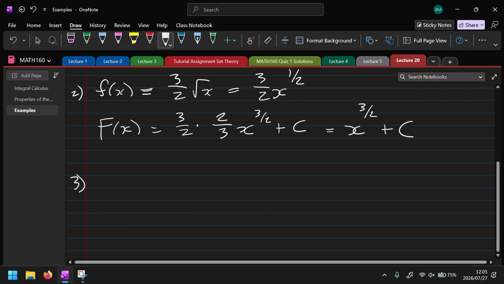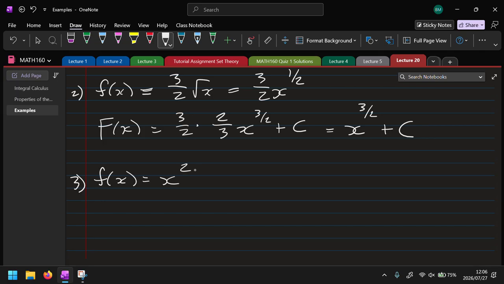Number 3. So we got x squared minus 2x plus 1. Now we know from the sum or difference rule that we can do each one individually. So it doesn't matter if it's something plus something plus something. You look at each one and then just put the answer. So let's ignore everything except for the first one. X squared, what does that become? Add 1 to the exponent, makes it 3. Divide by that, so 1/3.